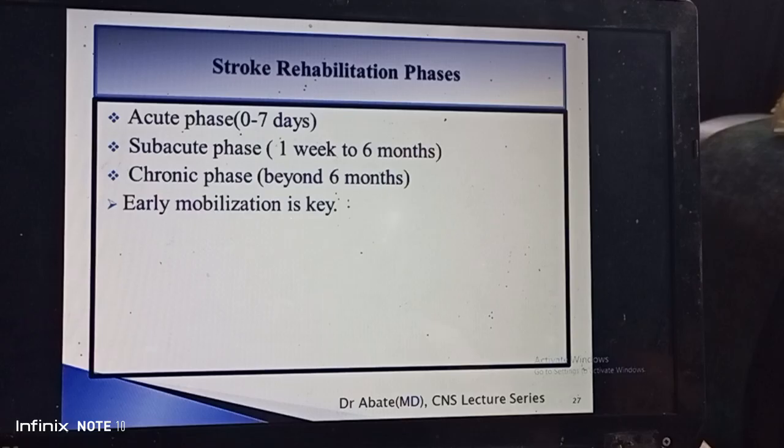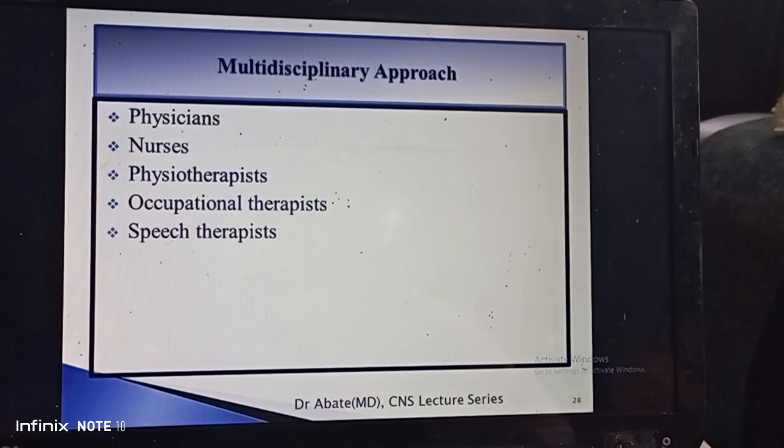And as we discussed previously, early mobilization is key. That's a key for the patient's healthy state. And stroke management needs a multidisciplinary approach. It needs primary physicians, physicians who are trained in stroke, specialists as well, and subspecialists might also be needed. Physicians in general are needed.